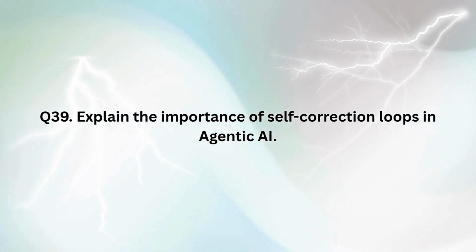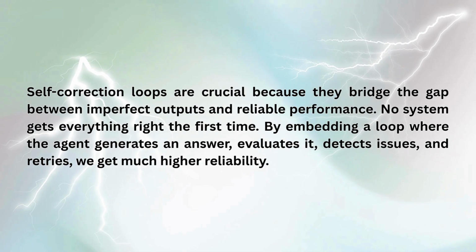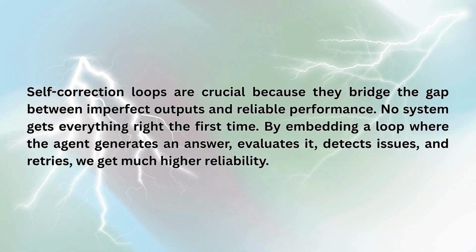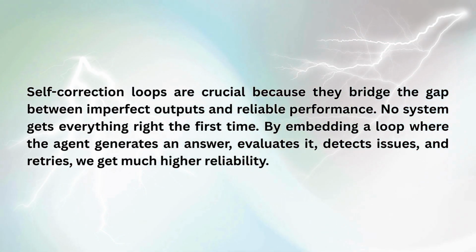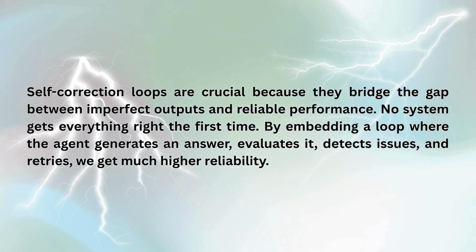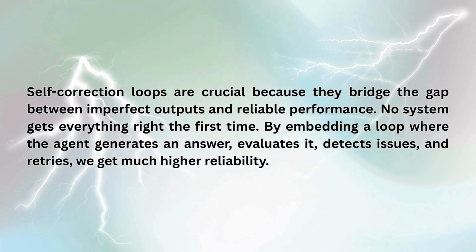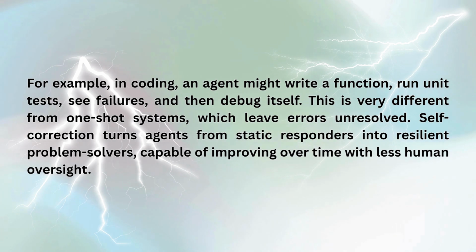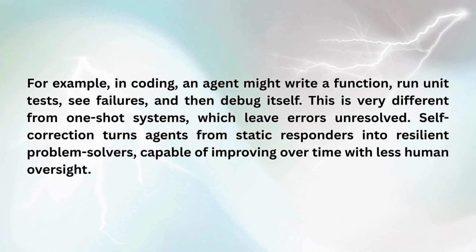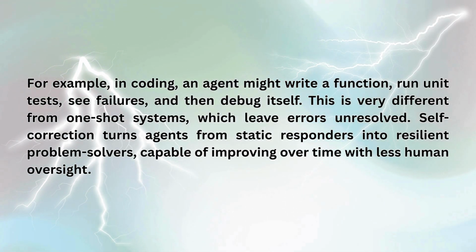Explain the importance of self-correction loops in agentic AI. Self-correction loops are crucial because they bridge the gap between imperfect outputs and reliable performance. No system gets everything right the first time. By embedding a loop where the agent generates an answer, evaluates it, detects issues, and retries, we get much higher reliability. For example, in coding, an agent might write a function, run unit tests, see failures, and then debug itself.